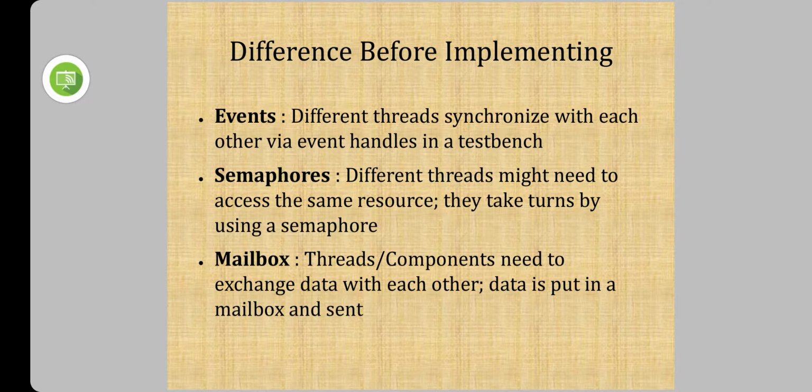Okay, coming to semaphores, different threads might need to access the same resource. They take turns by using a semaphore. All three types, events, semaphores and mailboxes, are used for synchronization purposes only, but the places where we use them differ. Events we have seen the definition of. Coming to semaphores, different threads might need to access the same resource, and they take turns by using a semaphore.